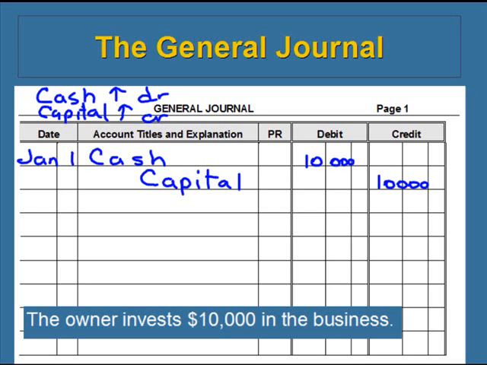We have cash being debited and capital being credited. Remember, every transaction needs debits and credits that are equal. So in your journal entry, it's very easy to tell if you have debits and credits that are equal. The last part to the journal entry is an explanation. So underneath the word capital, you're going to write investment by owner. So in your general journal, once you've completed that transaction, you're going to skip a line and go down to your next one.